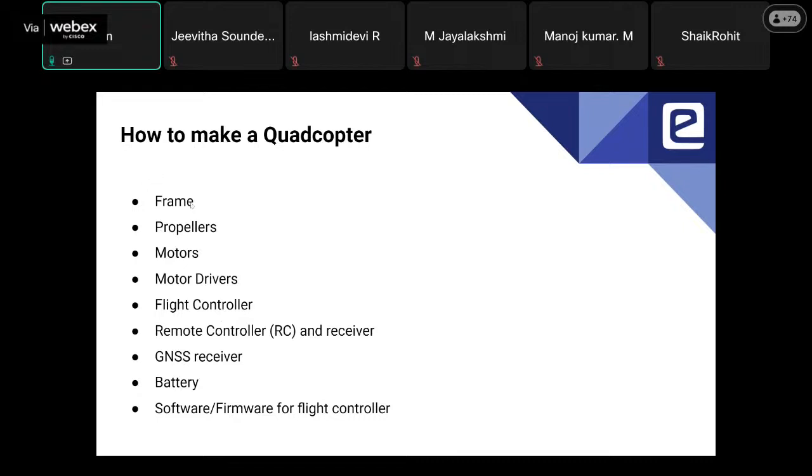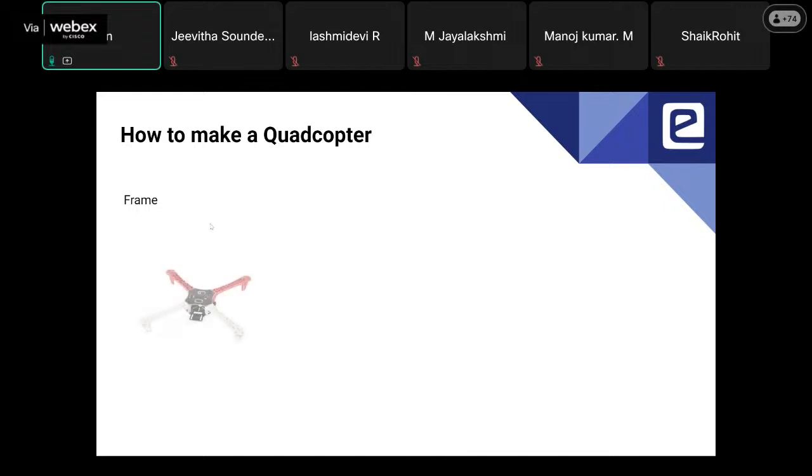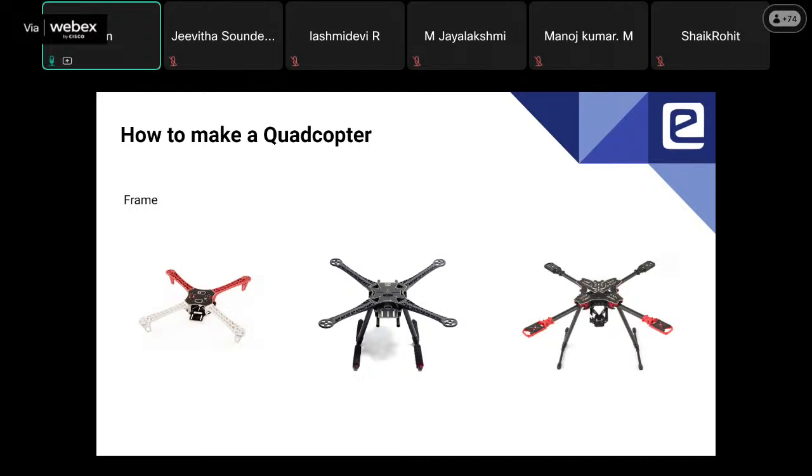So let's go through each and every one of these. First, let's go through the frame. These are some of the commonly available frames that you can see on the market for a quadcopter. This is a plastic frame. This is a frame which is a combination of plastic as well as carbon fiber. And this frame you see here is entirely made of carbon. This frame will act as the body of the quadcopter.